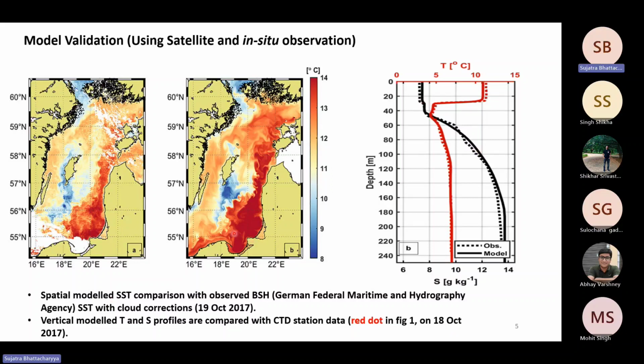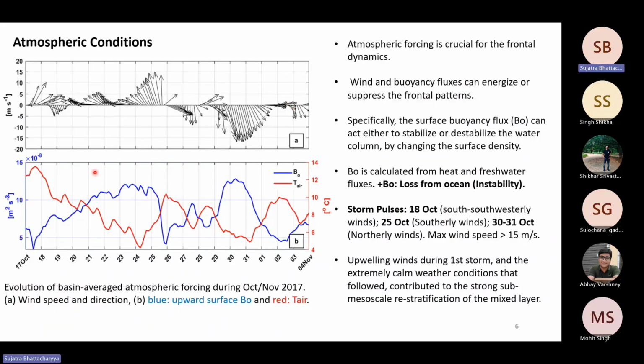For a particular day, at the center of their nested domain, they already checked the temperature and salinity profile, which is very good. Little discrepancies are there, but very few. So that means the model has simulated even the vertical very well. They have a very excellent simulation. So this figure is very important.